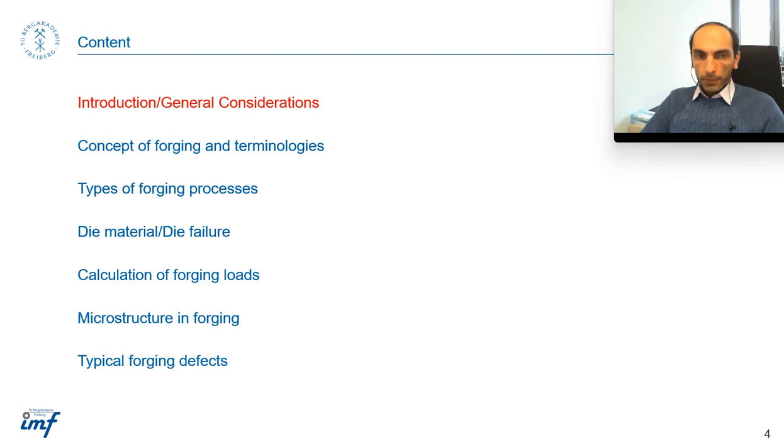And next we talk about some analytical approach to calculate the forging load, as we did for drawing and other process, because next week we will have simulation to calculate the forging load and some other aspects in forging. So this week we focus on the introduction of forging and introducing some equations for analytical approach, and a little bit about the microstructure in forging, and finally talk about the typical defects in forging process. Good.